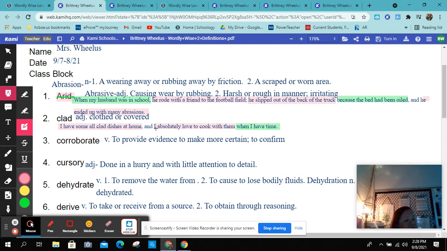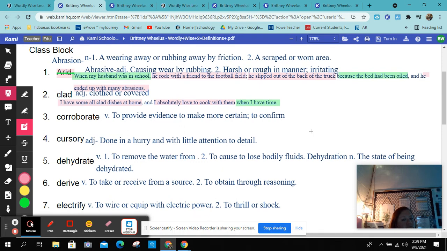I is my subject of the second clause. Love is my verb. Okay, and what I love to do is cook. It expresses a complete thought. That is an independent clause. Now, when I have time, my subject is I. My verb is have. Does this phrase express a complete thought? No. When I have time. You can't put a period on that and make that a sentence. It does not express a complete thought. It's a fragment. Well, no, it's a dependent clause. It's dependent. It needs something else to be a full sentence.